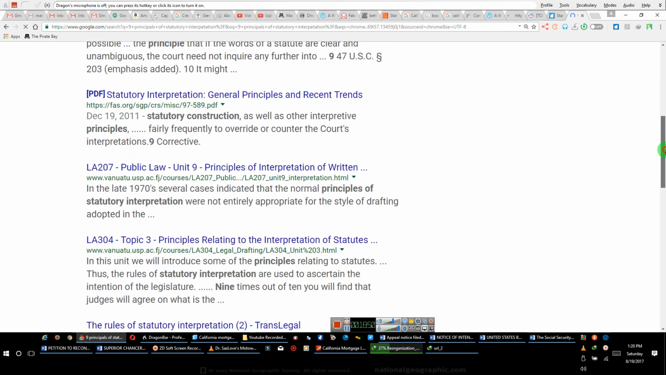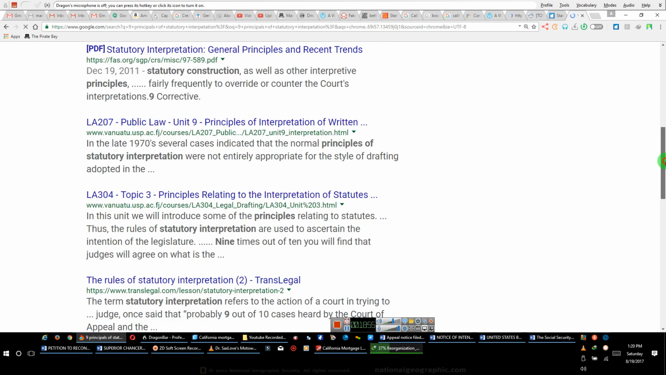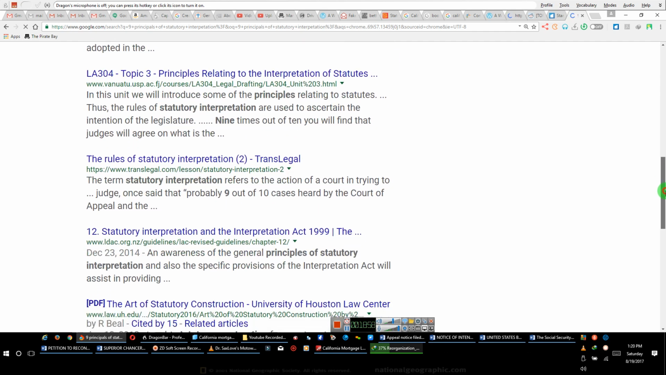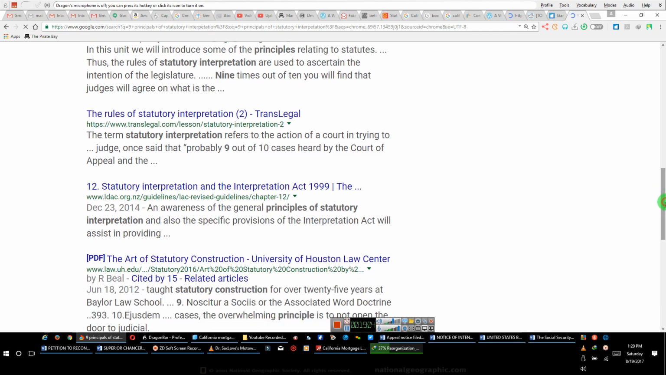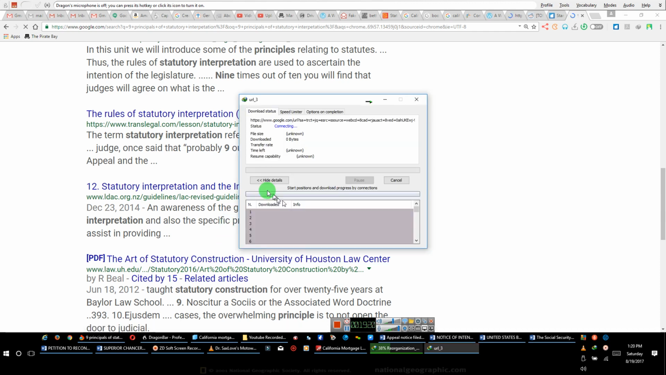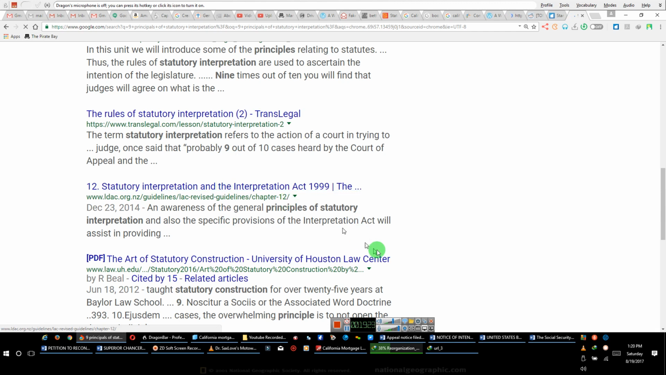Public Law, Unit 9, Principles of Interpretation of written law. The rules of statutory interpretation. Statutory Interpretation and the Interpretations Act 1999. Now do you guys see how important this is? The art of statutory construction. Because once you grab hold of statutory interpretation, once you understand how to interpret statute, now you can move forward.